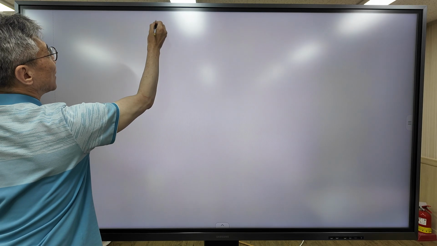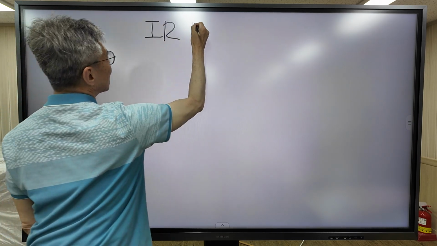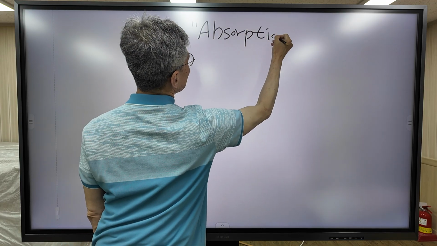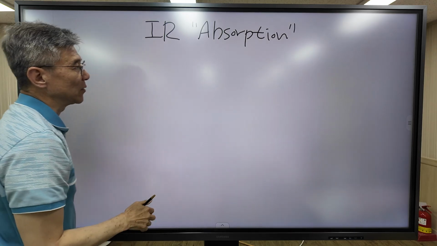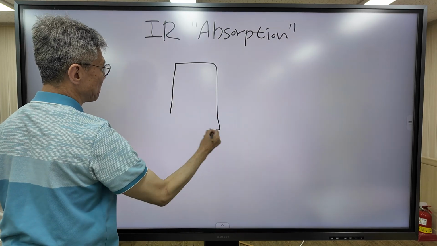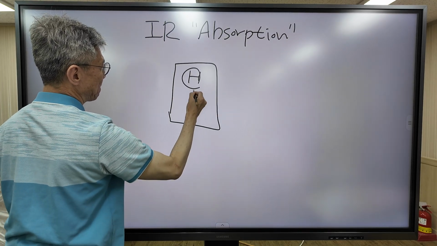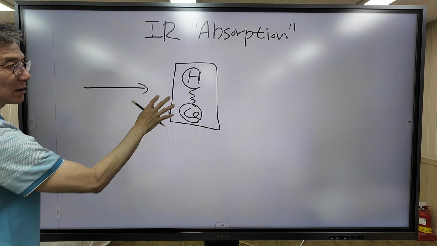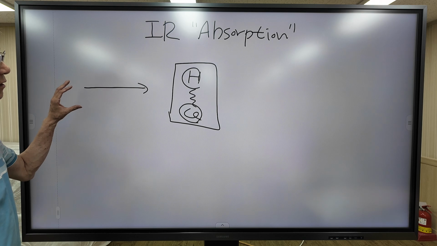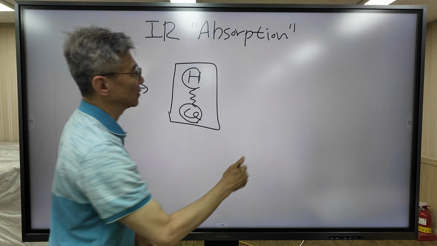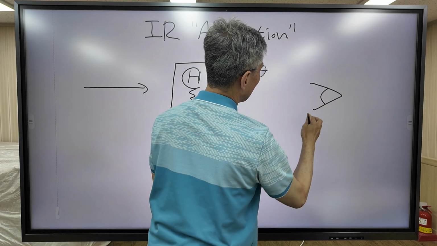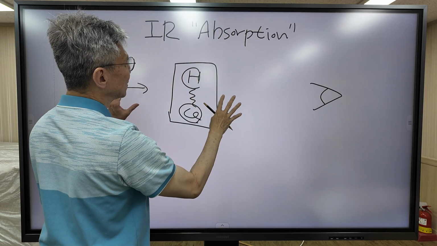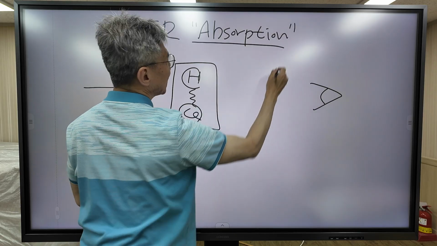The full name of IR spectroscopy is actually IR absorption spectroscopy. So in an IR experiment, the sample is here, and IR radiation is directed at the sample, and the detector is placed on the opposite side of the sample. And we measure how much light is absorbed. This is the experimental setup for IR absorption spectroscopy.